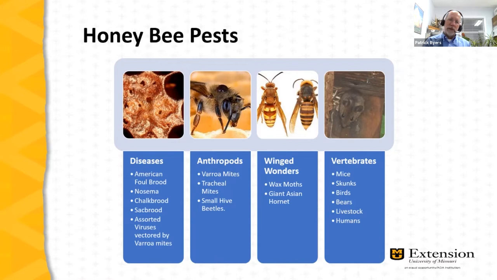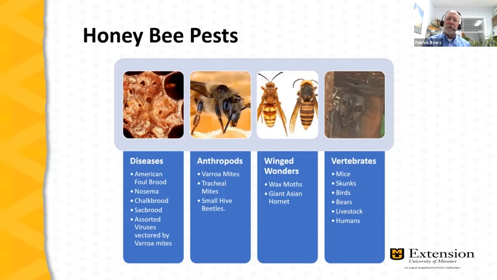Tracheal mites can be a problem as well, and then small hive beetles. All of these are newly arrived pests. They have all arrived within the past 25 to 30 years. Then we have some larger scale predators of honeybees, and these include the giant Asian hornet that we're hearing so much about. Yellow jackets will prey upon honeybees. There are other types of hornets that will prey upon honeybees. And then, of course, wax moths. The larva of wax moths will destroy the comb within a honeybee hive.